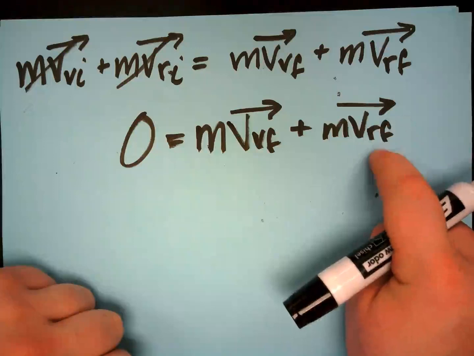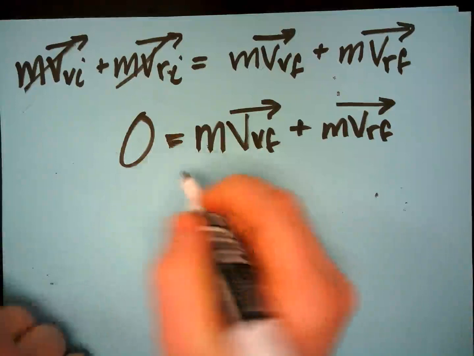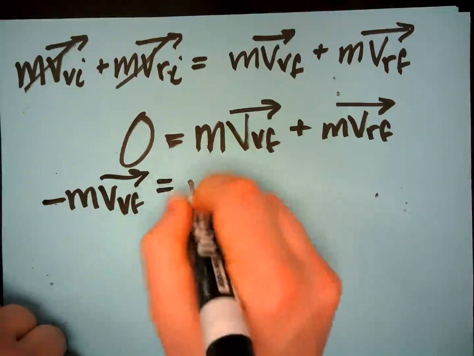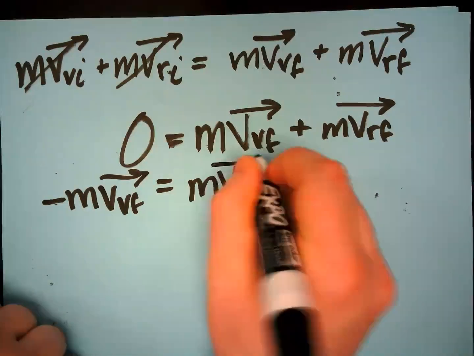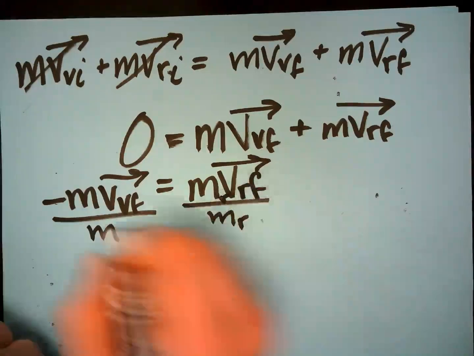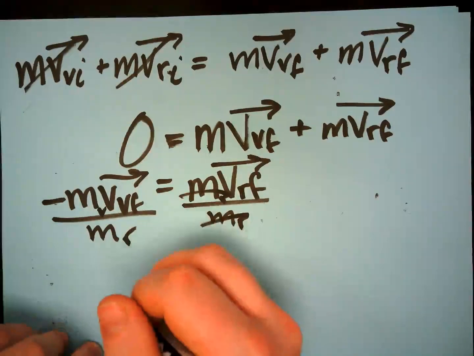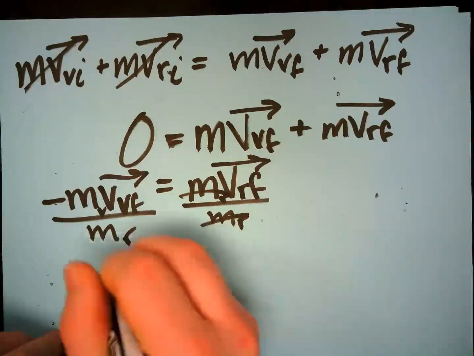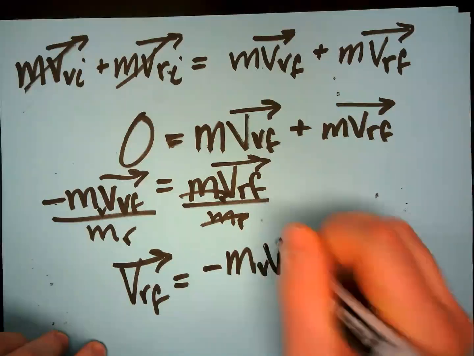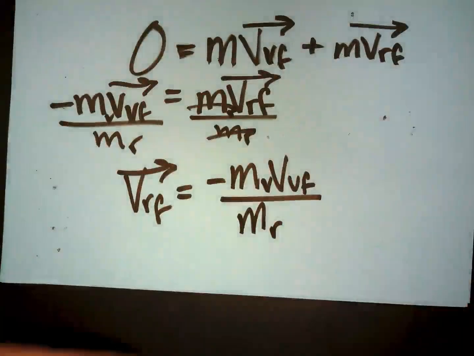Okay. So we've got this, but we don't have this. So we've got to find this guy right here. So let's set it to equal that. We're going to move that over, so then it'll be negative mv vf equal to mv rf. And then we're going to divide by the mass of the raft. It's the mass of the vacationer. That cancels out over there. And then we are left with vrf equaling negative mv vf divided by mr.